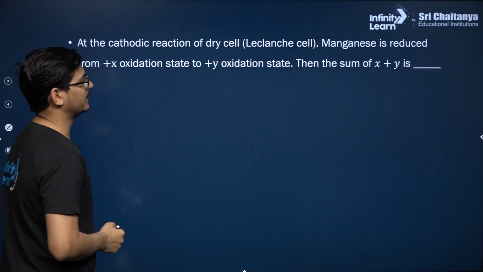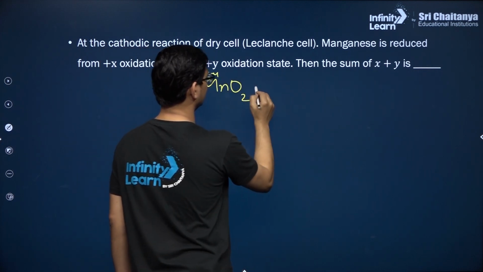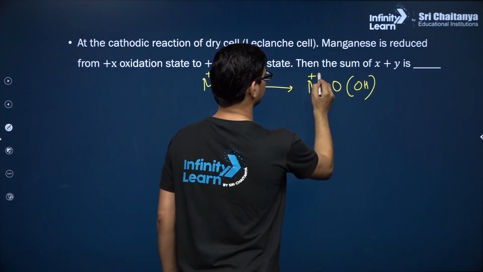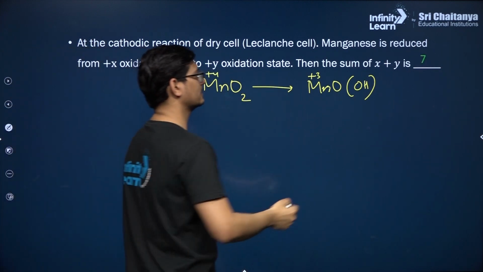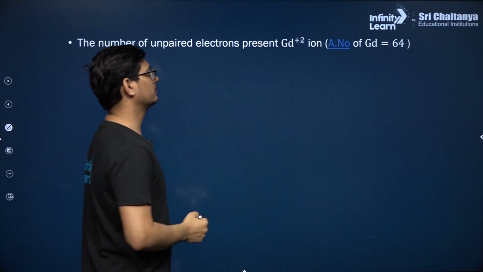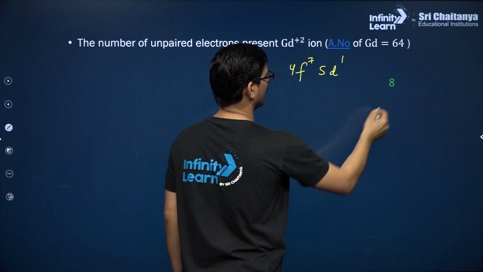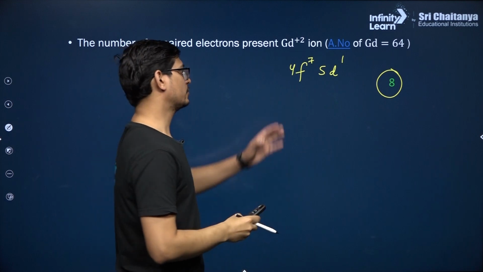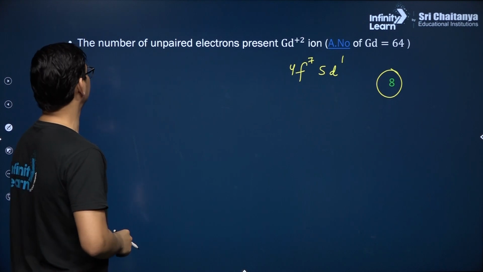At the cathodic reaction of dry cell, manganese is in MnO2 form, that is +4 state. It is reduced to MnOOH, that is +3 form. So it goes from +4 to +3. So the sum of X and Y is 7. 4 plus 3, 7. The number of unpaired electrons in gadolinium 2+, so it would be 4f7 and 5d1. So how many unpaired electrons are there? 8, because the f subshell has 7 orbitals, so each orbital would contain 1 electron as per Hund's rule, and 1 unpaired electron in the d subshell.